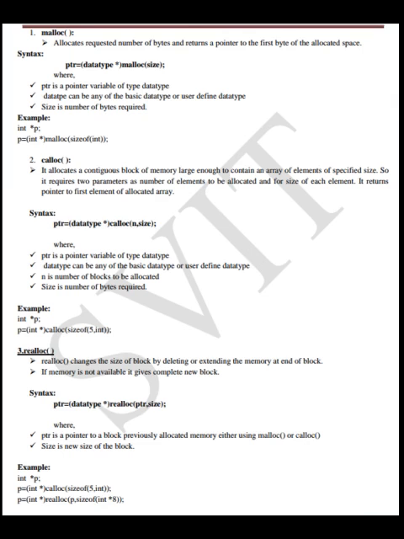Now let us see calloc. It allocates a contiguous block of memory large enough to contain an array of elements of specified size. So it requires two parameters: the number of elements to be allocated and the size of each element. It returns a pointer to the first element of the allocated array. See the syntax, where ptr is a pointer variable of type data type. Data type can be any of the basic data type or user defined data type. N is the number of blocks to be allocated. Size is the number of bytes required.